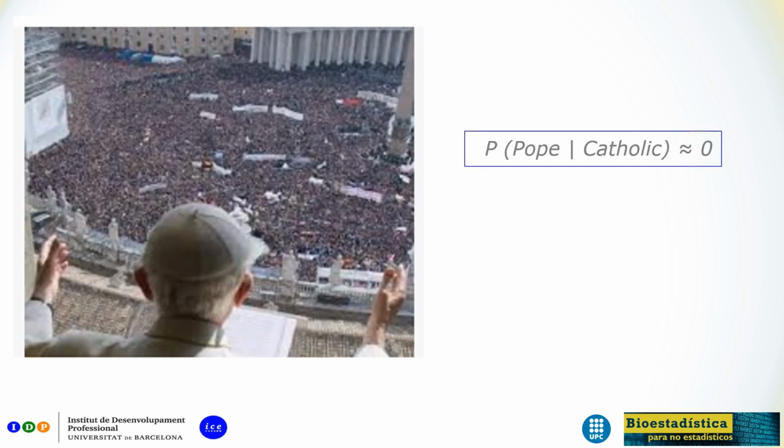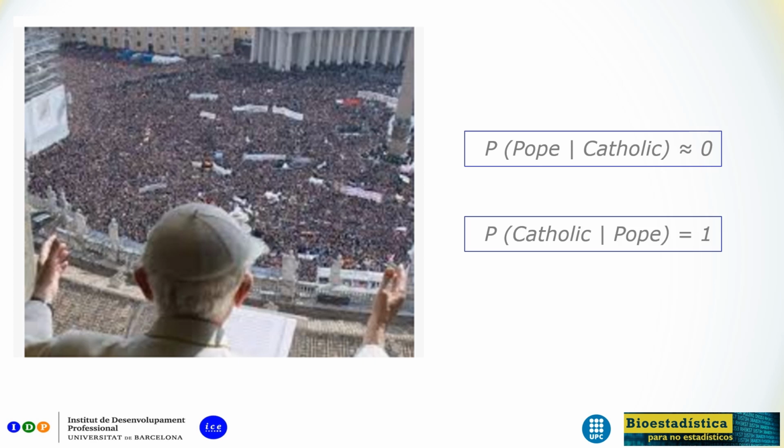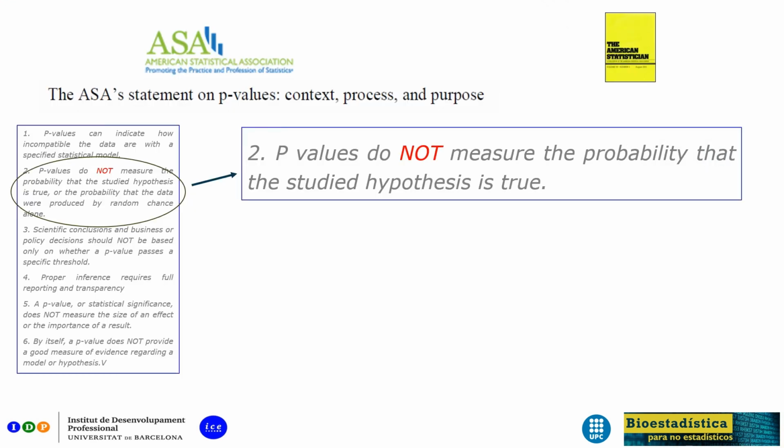In an example by Stephen Senn, the probability that a Catholic will become Pope is almost 0, but the probability that the Pope would be Catholic is 100%. And now we reach our goal. The American Statistical Association statement, in its second principle, says that the p-value does not speak of the probability that a hypothesis is true. There are 2 conditional probabilities that are confused.